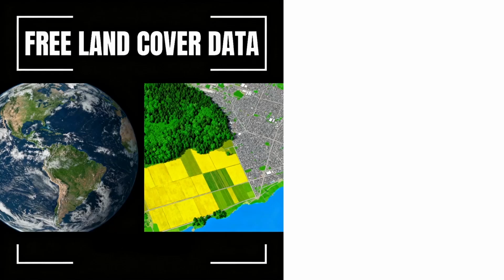In this video, we are going to learn about two free and very useful global land cover datasets. Before going to see those two global land cover datasets, first we will see what is land cover data. So land cover data is nothing but what is present on Earth's surface. For example, water, forest, cropland, that kind of classified datasets are called land cover data.